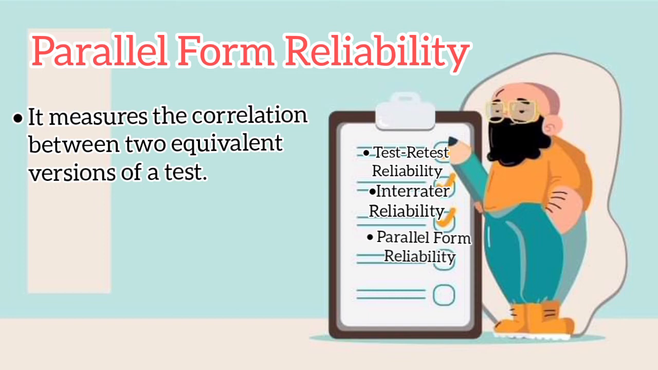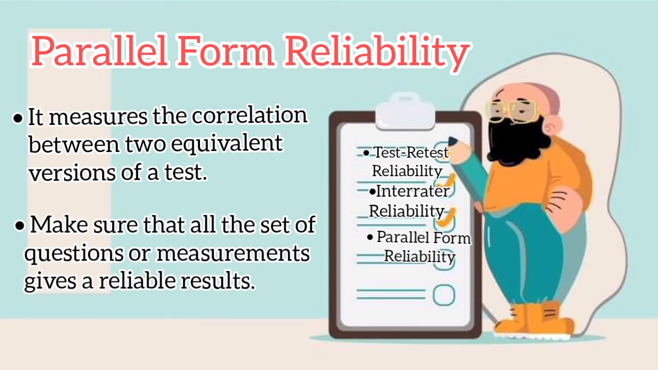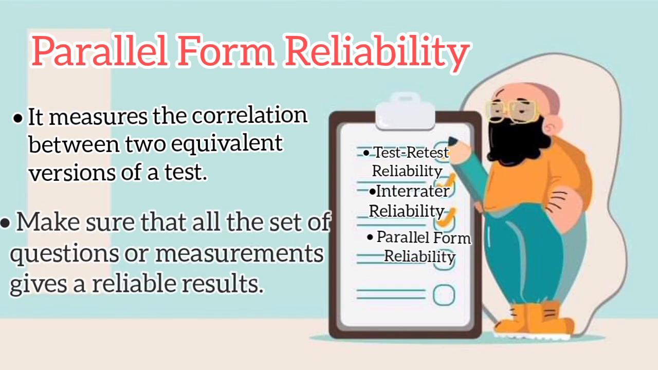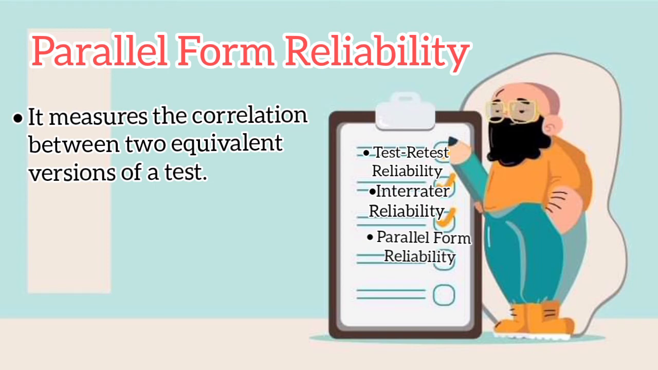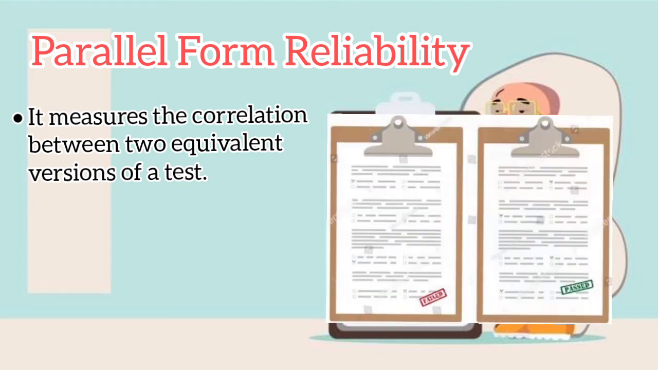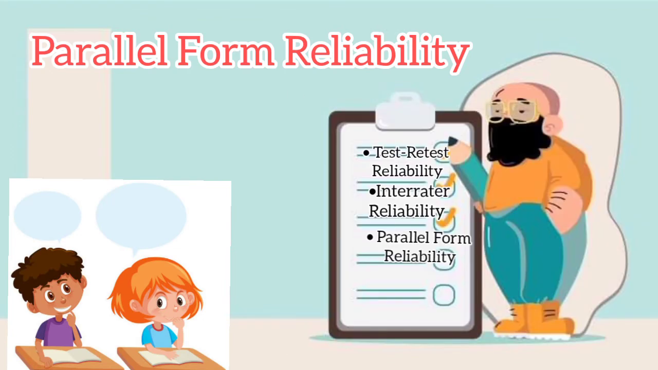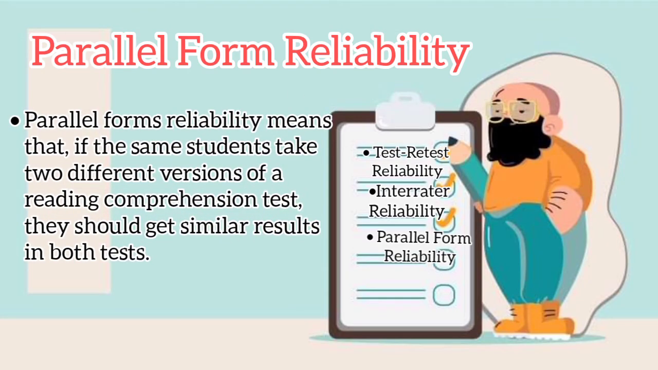You first need to make sure that all the sets of questions or measurements give reliable results. For example, in educational assessment, it is often necessary to create different versions of a test to ensure that students don't have access to the questions in advance. So, parallel forms reliability means that if students take two different versions of a reading comprehension test, they should get similar results in both tests.